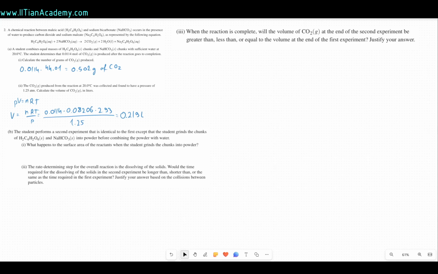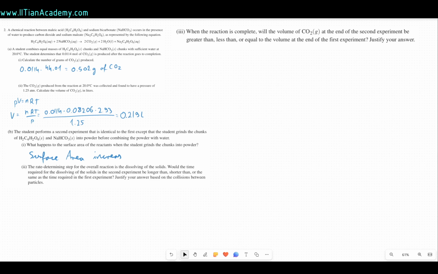So in part B, we're told the student performs the second experiment, which is identical to the first, except that the student grinds the chunks into powder before combining the powder with water. We're firstly asked what happens to the surface area of the reactants when we're grinding them into this powder, and well, logically, surface area increases. We can obviously imagine if we have a chunk of some object and we make it into a lot of small pieces, all of those small pieces will in total have a larger surface area than the whole chunk as one.